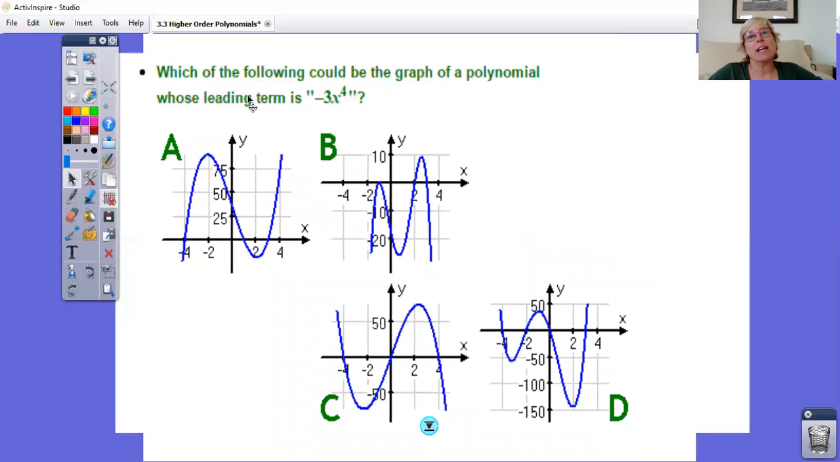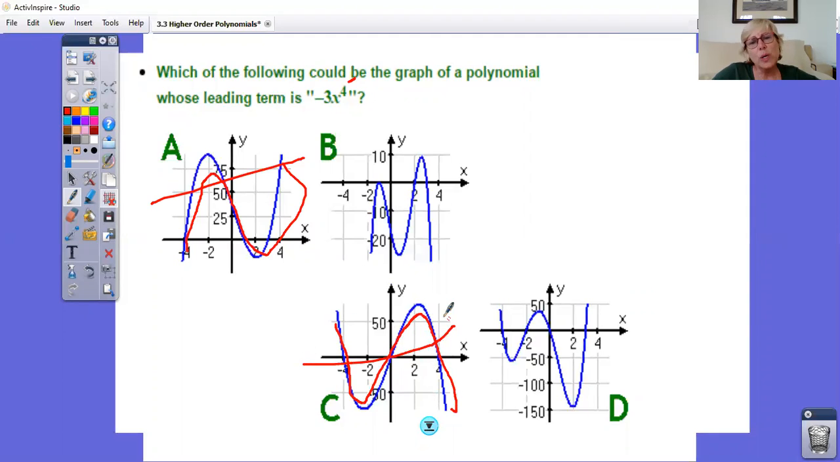So let's take a look at an example. Which of the following could be the graph of a polynomial? The lead term is -3 and the degree is 4. So a degree 4, look at this one. 1, 2, 3. No, that doesn't have 4 paths. How about here? 1, 2, 3.